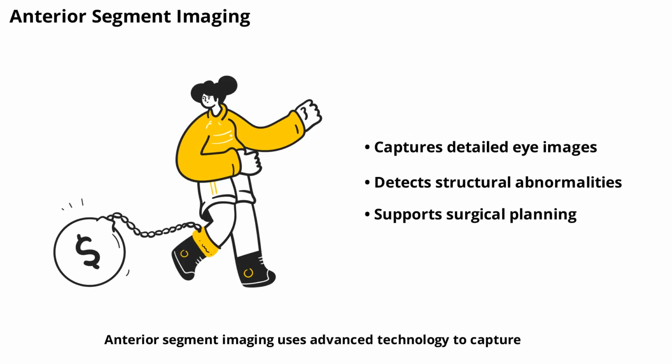Anterior segment imaging uses advanced technology to capture detailed images of the front part of the eye, including the cornea, iris, and lens. This test helps detect cataracts and other structural abnormalities. Imaging results guide treatment planning and support precise diagnosis. Anterior segment imaging is especially useful for complex cases and surgical preparation.